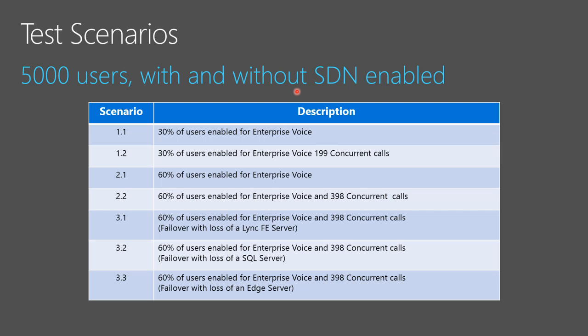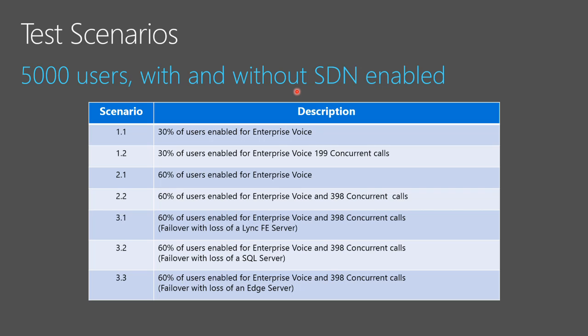So on scenario 1.1, we enabled 30% of our users for enterprise voice, like back in the Sizer where you had the ability to set a certain number of users that were going to use different features. When we got to the 2.0 sessions, 60% of the users were enabled for enterprise voice. And then the .2s, we added in that UC to PSTN on top of the UC to UC calls.